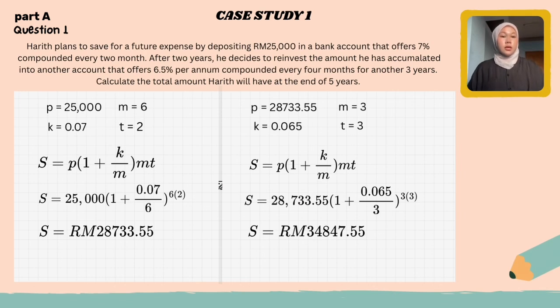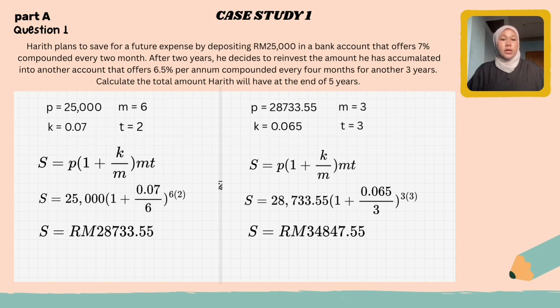So the first question is: calculate the total amount Harriet will have at the end of 5 years. We're going to have two working steps. For the first one, we're going to find the total amount for 2 years only. So we have P is 25,000, K is 7%, M is 6, and T is 2. And then we're going to substitute all this information into the formula, and our equation is going to be S equals 25,000 bracket 1 plus 0.07 over 6 bracket to the power of 6 times 2, and our answer is going to be 28,753 and 55 cents.